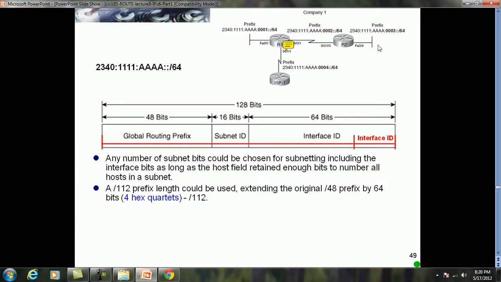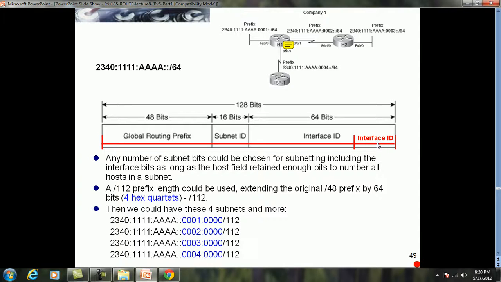So till here, I can expand this from this octet to this octet. /112 means your seven segments, correct? I can make it 112, and then only this will be my interface ID. So even then, how many hosts am I going to get? 65536 hosts in one network. So I can make them like this also, up to 112, correct?